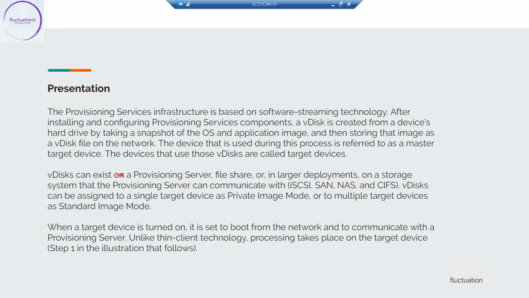So a vDisk can exist on a PVS server, a file share, or in large deployments on a storage system that PVS can communicate with, for example, iSCSI, SAN, NAS, or CIFS. And a vDisk can be assigned to a single target device as private mode, or of course to multiple target devices as standard image mode. So when a target device is turned on, it is set to boot from the network and to communicate with a PVS server. So unlike thin client technology, processing takes place on the target device.